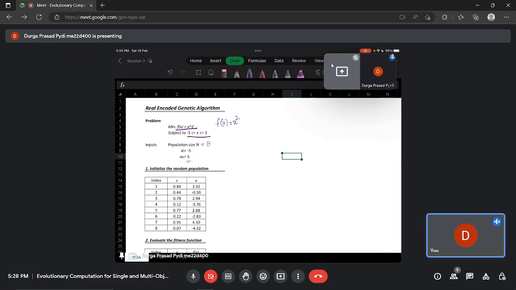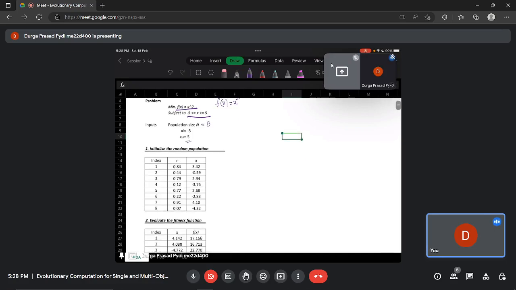As we can see, the first step is to initialize your random population. How do we initialize our random population? So here I've used Excel to demonstrate. You can use any programming language. The first step is we generate some random numbers. So our population size is 8, so we generate 8 random numbers. I've used the rand function. Rand function essentially gives you uniform random variables in the range 0 to 1.